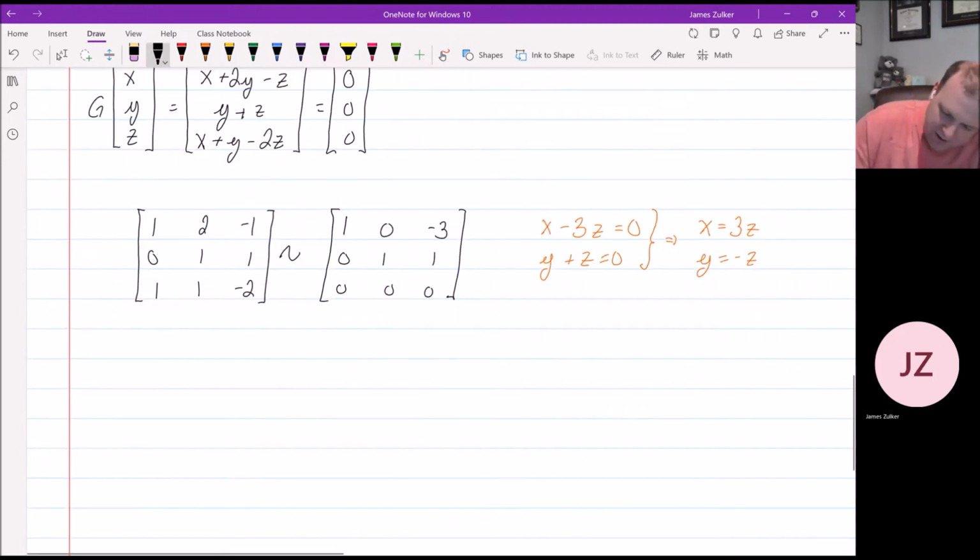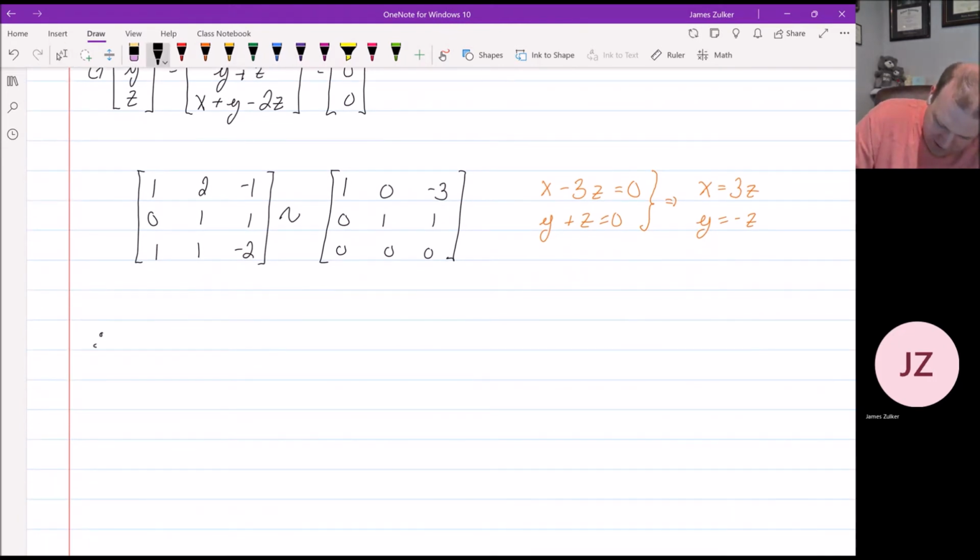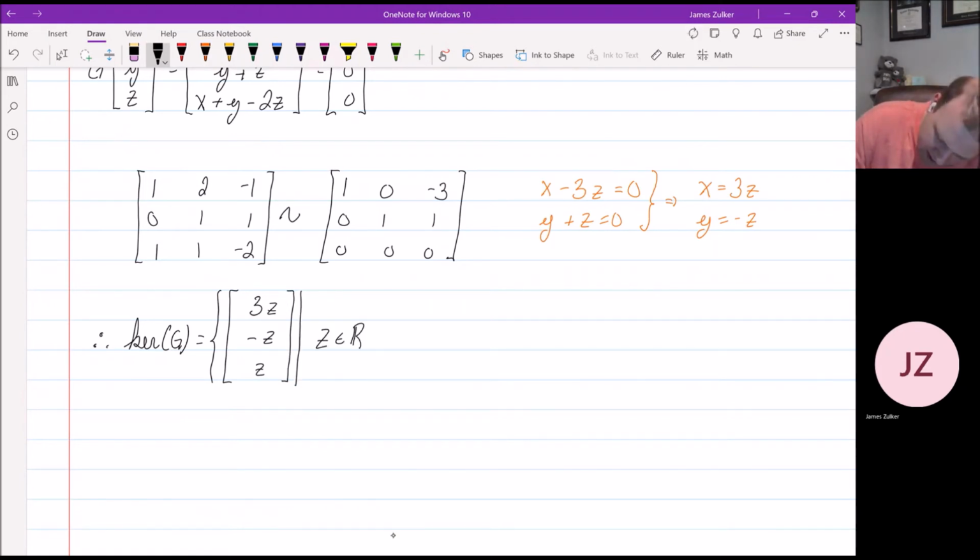So the kernel of G is the set of all vectors of the form 3z, negative z, z, right, such that z is any real number.